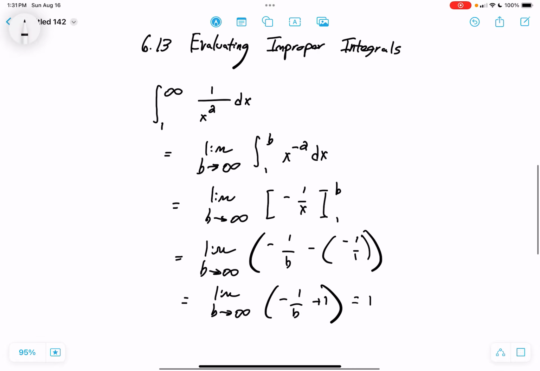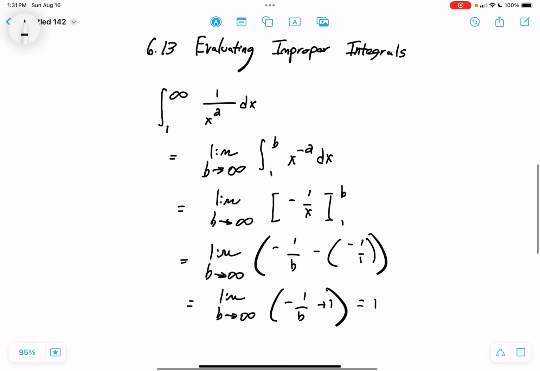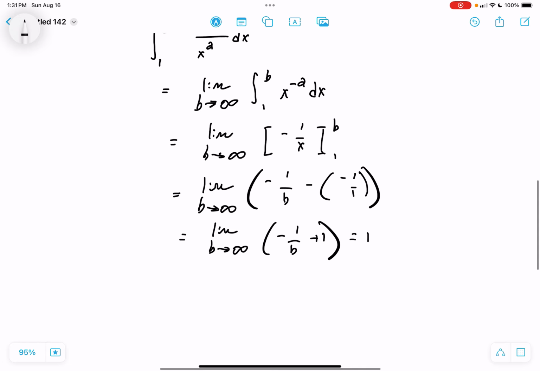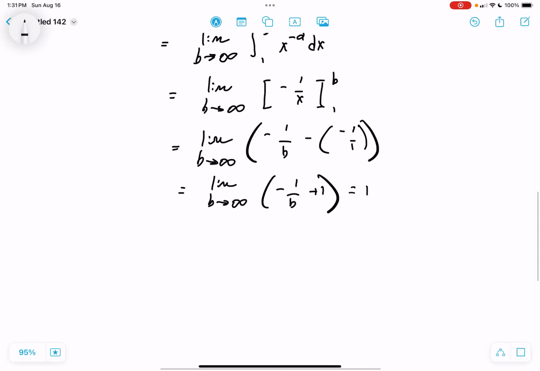You always have to write it as a limit expression, because if you don't, it's technically incorrect, because infinity is not a number, it's a concept. So let's look at another example. What if I have the integral from 1 to infinity of 1 over x dx?